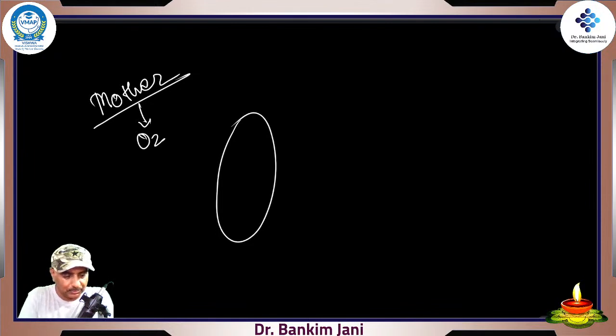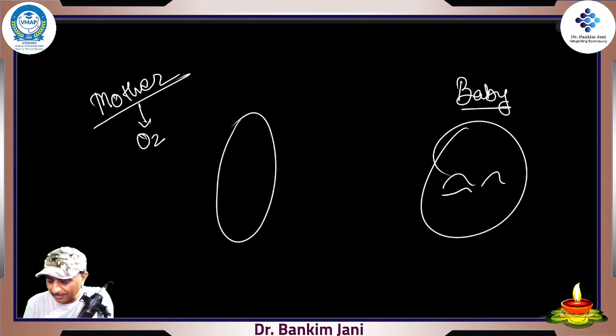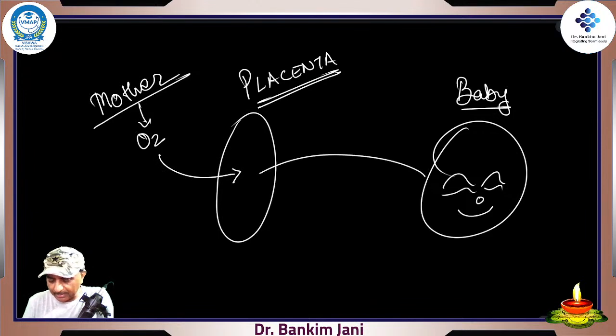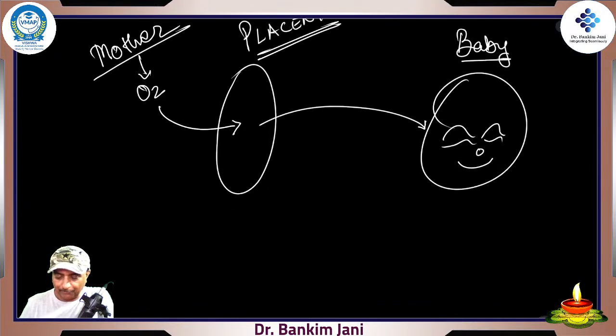Okay, so coming back to this topic, here is the baby, sleeping, right? And this one is the placenta. It is the placenta which is actually the connectivity between mother and the baby. So this oxygenated blood will be going to the placenta, and then that blood would be transmitted to the baby. Now see, there would be four major things which will be occurring during this entire process.